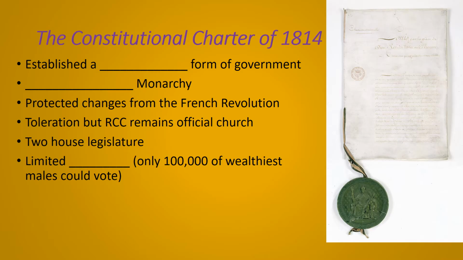Toleration, religious toleration, was officially protected, although the Roman Catholic Church remained the official church. There was a two-house legislature. However, suffrage will be limited to only about 100,000 of the wealthiest males. So you're looking at nobles and the wealthy bourgeoisie.